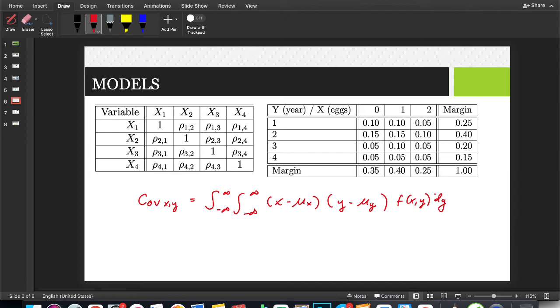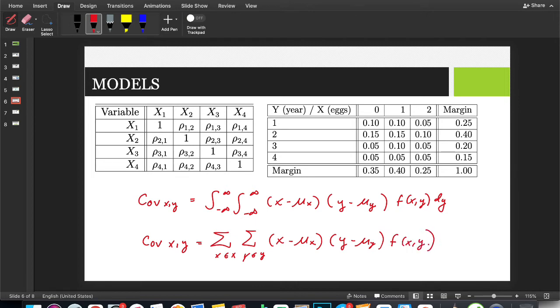Now, for discrete random variables, we can simplify this equation. The covariance of x and y is simply equal to the double summation over x, an element of X, and y, an element of Y, of (x minus mu x) times (y minus mu y), multiplied by f of xy. Remember that X and Y here are the respective supports of x and y.